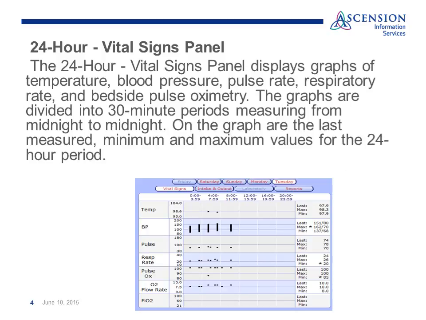The Vital Signs 24-hour panel. The Vital Signs panel displays a graph of temperature, blood pressure, pulse rate, respiratory rate, and bedside pulse oximetry. The graphs are divided into 30-minute periods measuring from midnight to midnight. On the graph, the last measured minimum and maximum period values are documented.